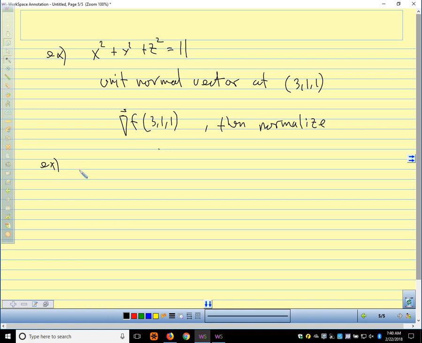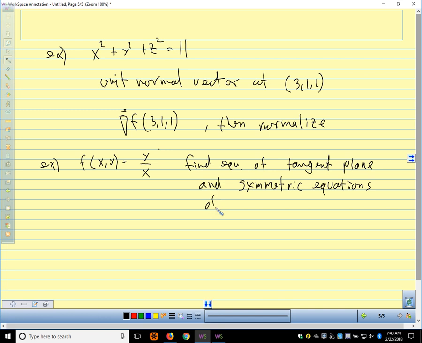All right. Let's say f of x, y is y over x, and we want to find the equation of the tangent plane and symmetric equations of the normal line at (5, 13, negative 12).